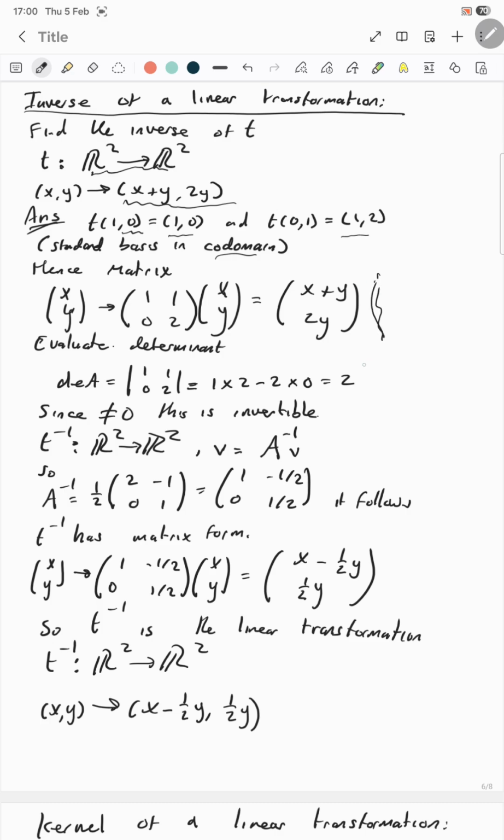Now if we evaluate the determinant, we'll get 2. Since it does not equal 0, this is invertible. So our inverse function takes v to our inverse A times v. Now our inverse A, as we should know from basic matrix algebra, is this, which equals this after multiplying out our 1/2. So it follows that T inverse has a matrix form given as such. And so our T inverse is the linear transformation given here.